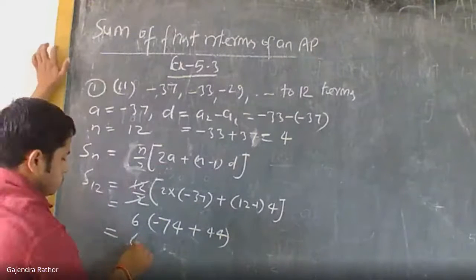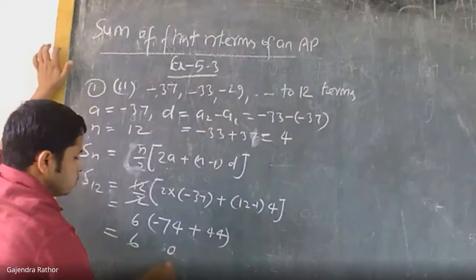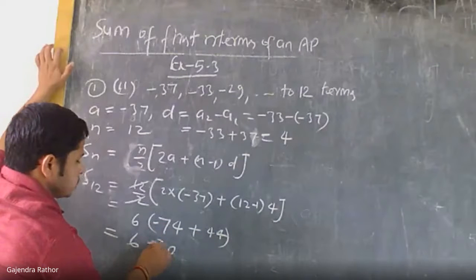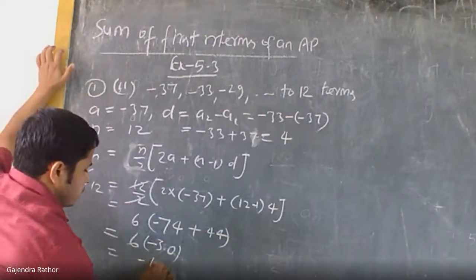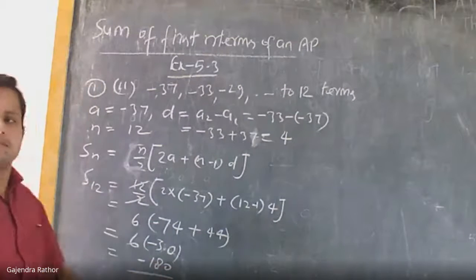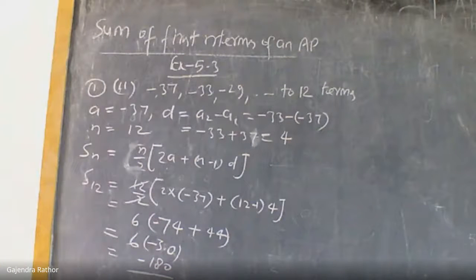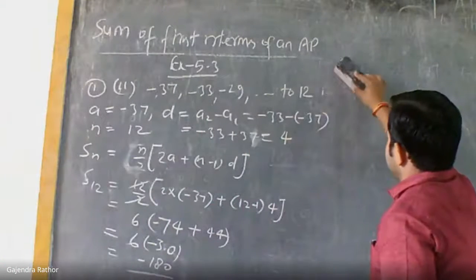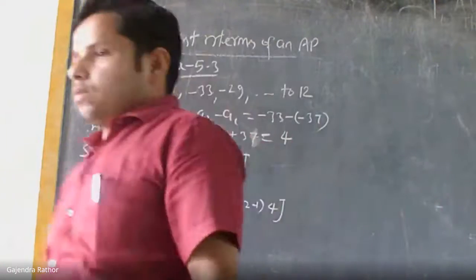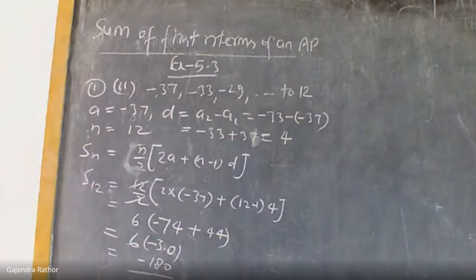So now subtract: 4 minus 4 is 0, and 7 minus 4 is 3. This is minus 30. So the answer is minus 180. This is the sum up to 12 terms. Yeah, correct answer. Very good, all of you. Let's continue. Next point.